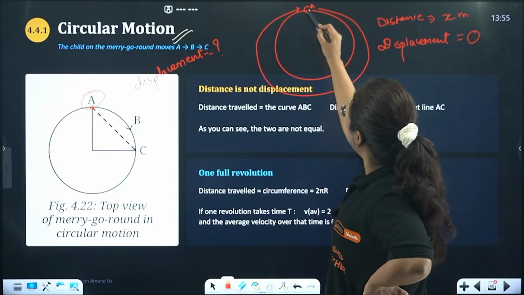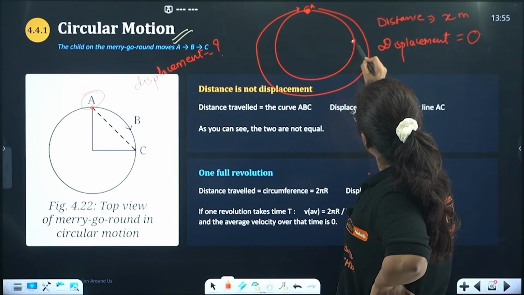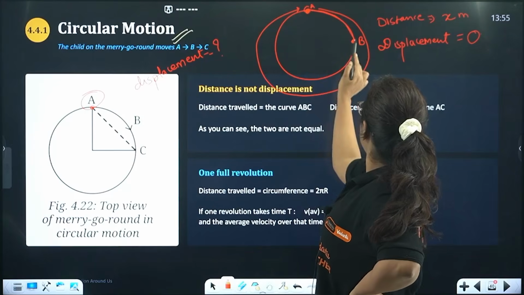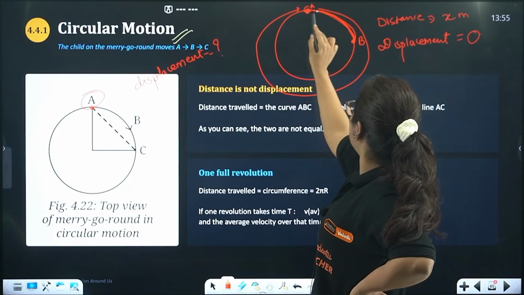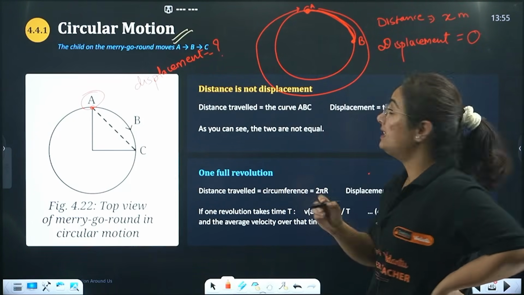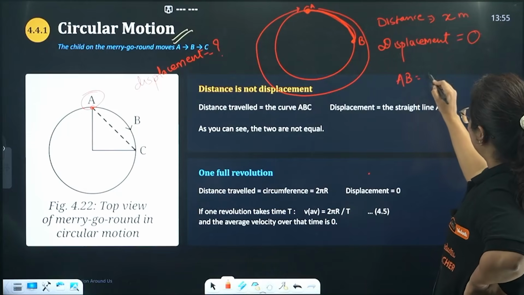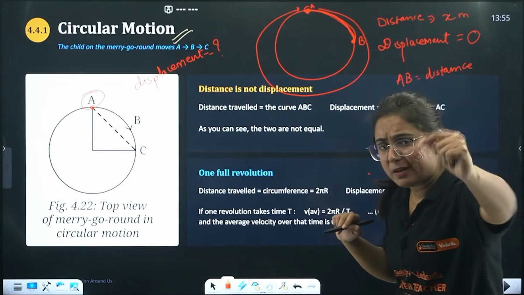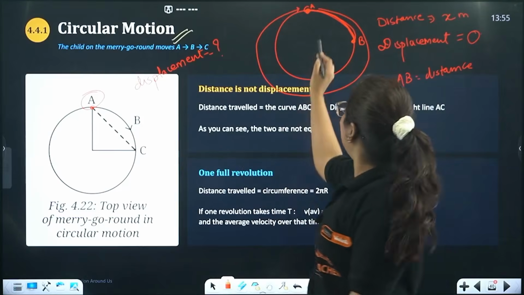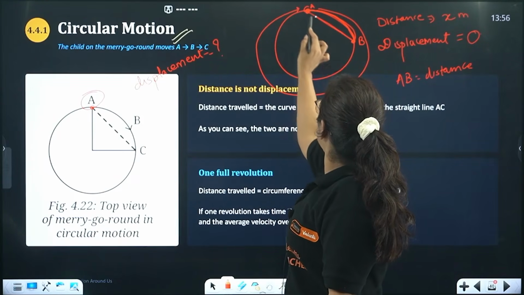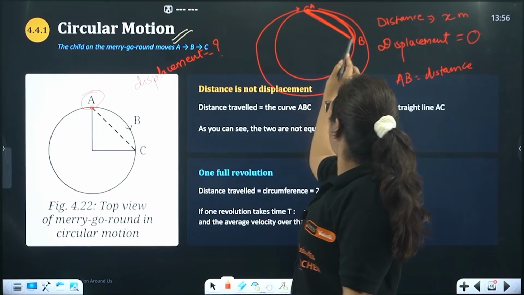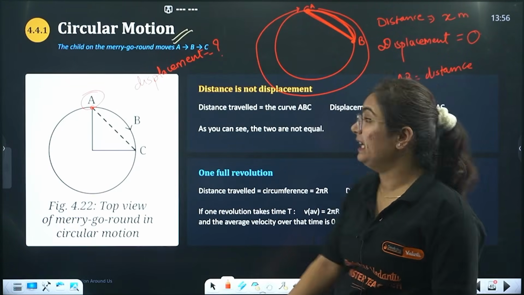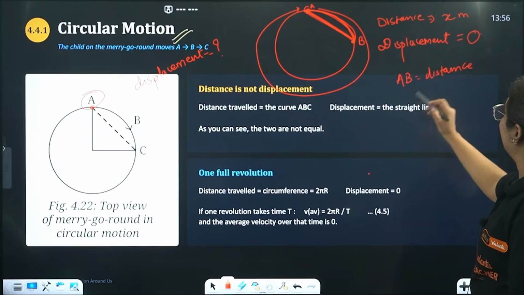What if you are student A and you reach the point B, but in this circular path? This AB will be the distance in this case. But will that be displacement? Remember what we studied at the start? Beta, displacement is the shortest distance between the point A and B.